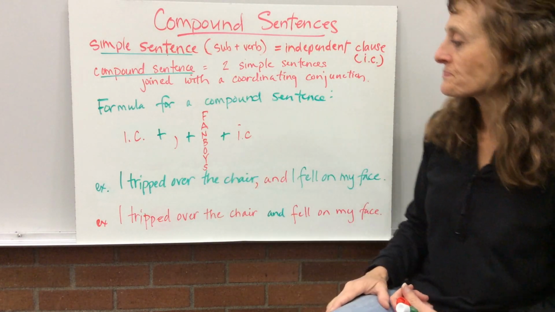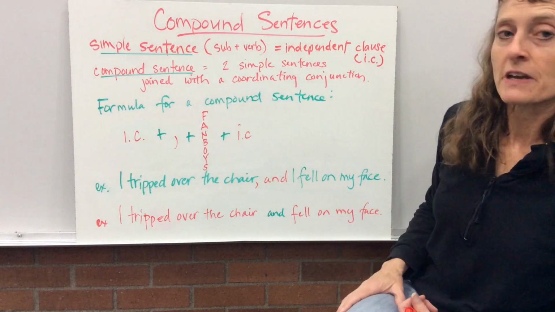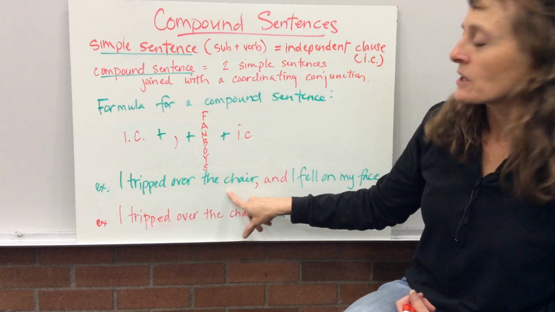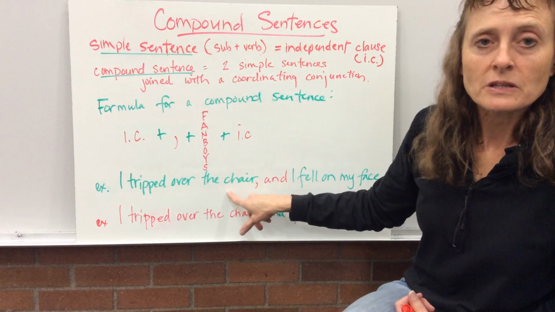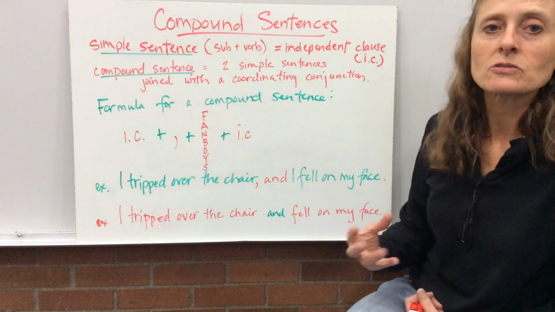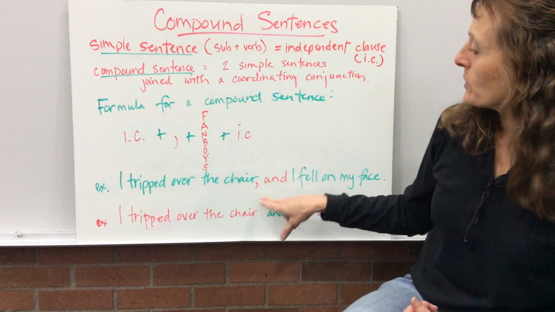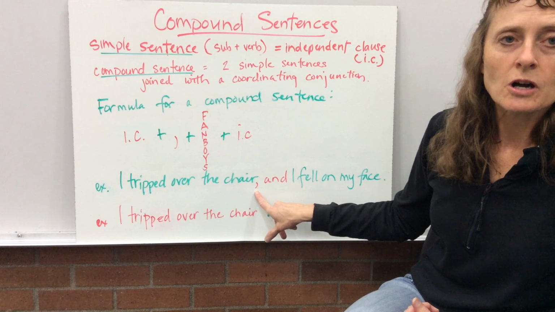So here's an example. I tripped over the chair, and I fell on my face. I tripped over the chair is a complete thought. That is a simple sentence or an independent clause. I fell on my face is also a complete sentence, an independent clause. So you join that up with one of the fanboys, and here's your comma.